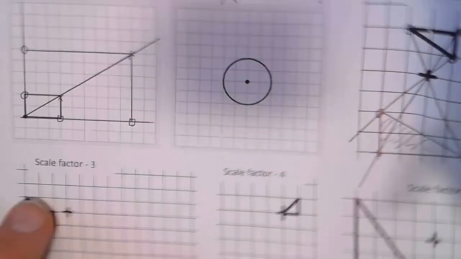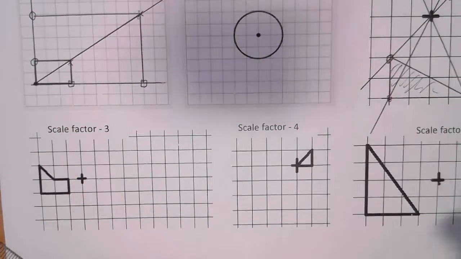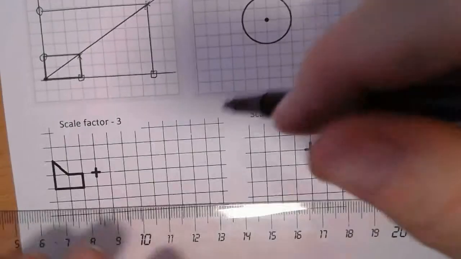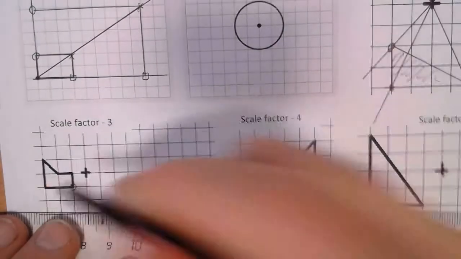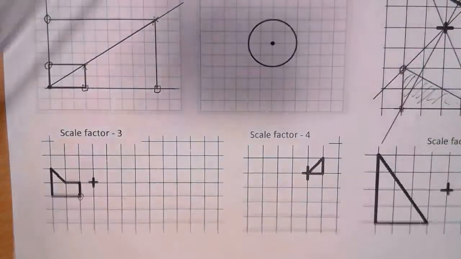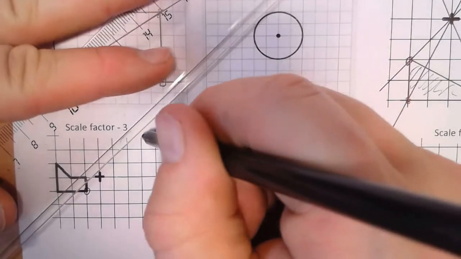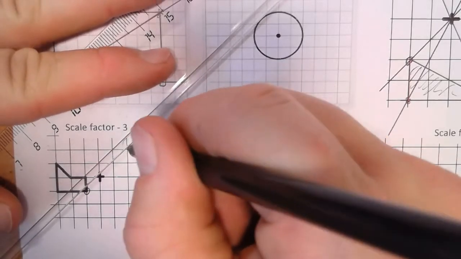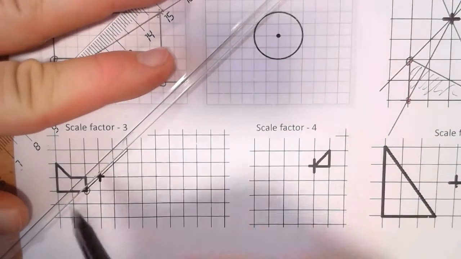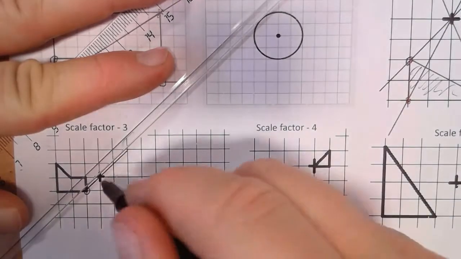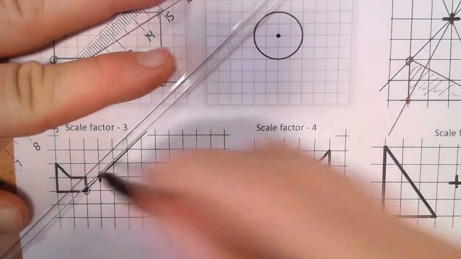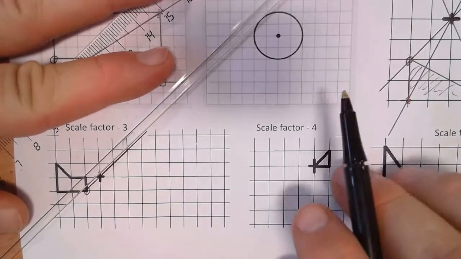Next one, scale factor -3. So once again, I'm going to start with this point here, and I'm just going to draw a ray through that point. Obviously, pause the video any time in order to check out what's going on. So I'm going to continue this direction behind the center of enlargement because it's a negative scale factor.